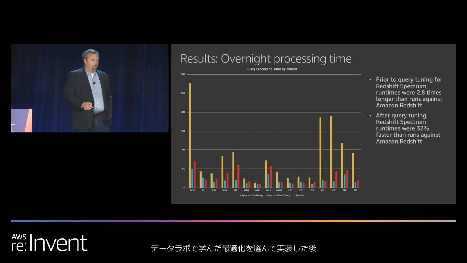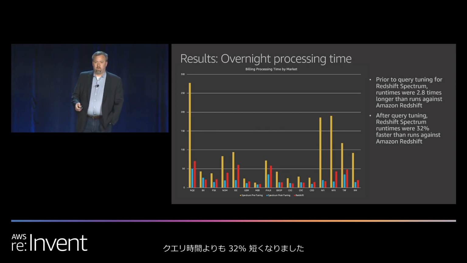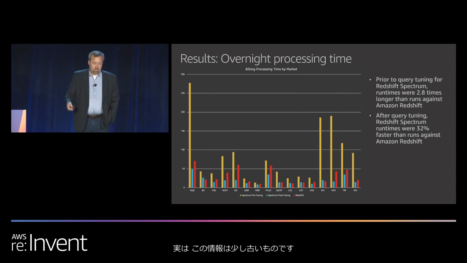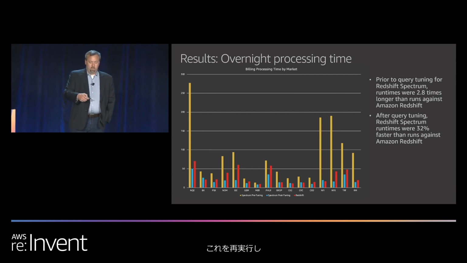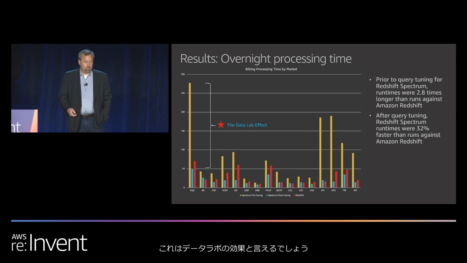After we took those Data Lab optimizations and implemented them, the query times were 32% faster than they were against Redshift. And actually, this information is a little bit old. After rerunning these and optimizing the cluster that we were running them against, the number is now 65% faster. So we call that the Data Lab effect.